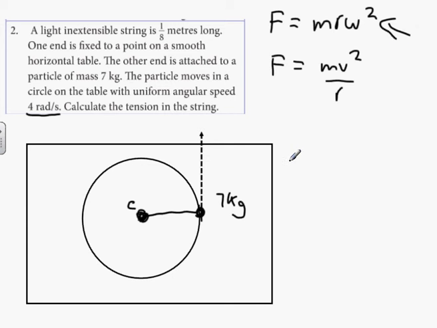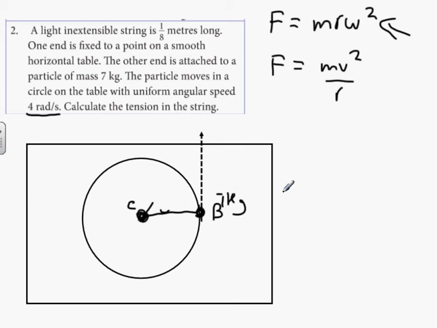Now, angular speed would mean that every second, let's say in 1 second, it moves from point B to point A, anti-clockwise. It covers an angle. This angle is measured in radians, so it covered 4 radians in 1 second, so that's 4 radians per second. Now, what's actually going on here?